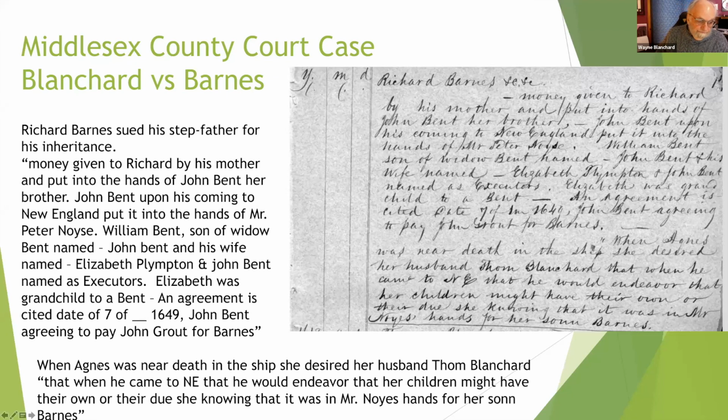So unfortunately, his wife's name is Agnes. She was near death on the ship, and she desired her husband, Tom Blanchard, that when he came to New England, he would endeavor that her children might have their own or their due, she knowing that it was in Mr. Noy's hands for her son Barnes, Richard Barnes. So anyway, that's where the court case started.